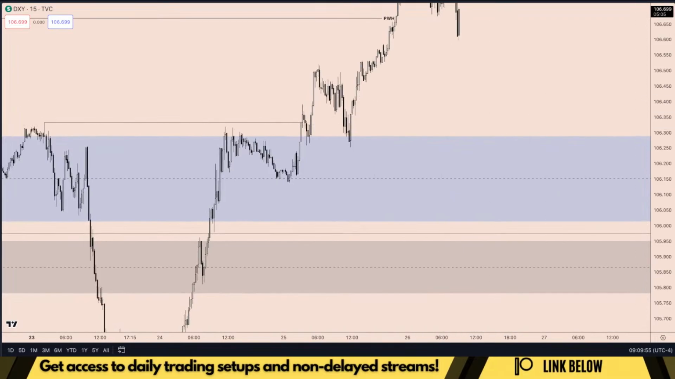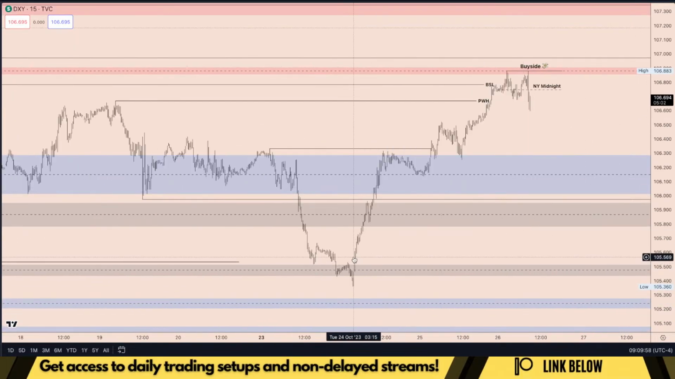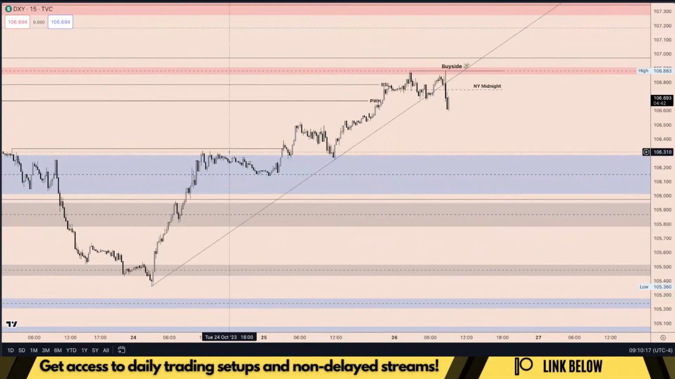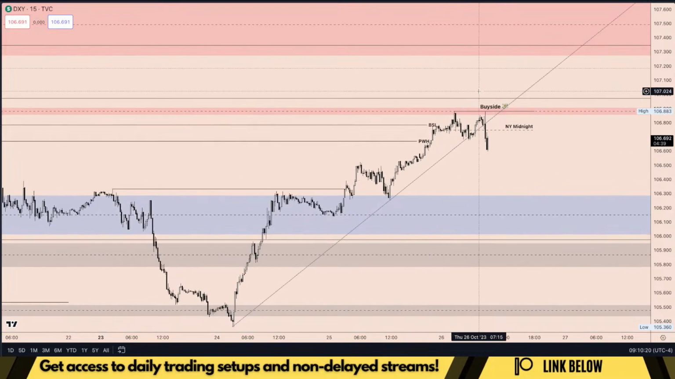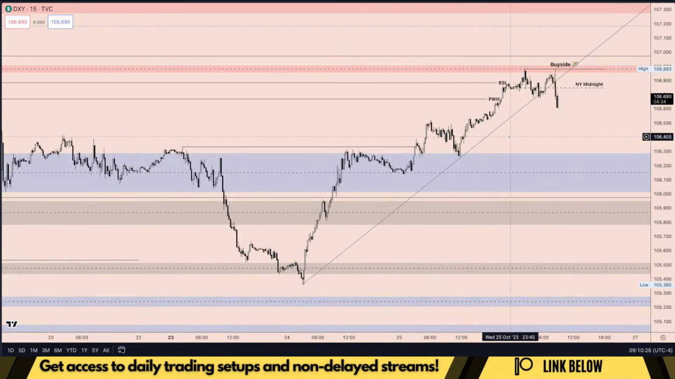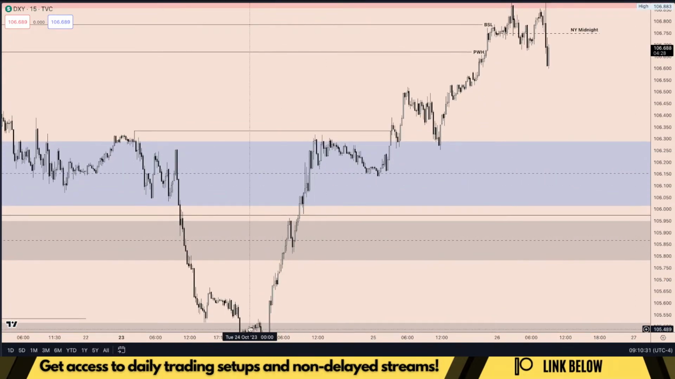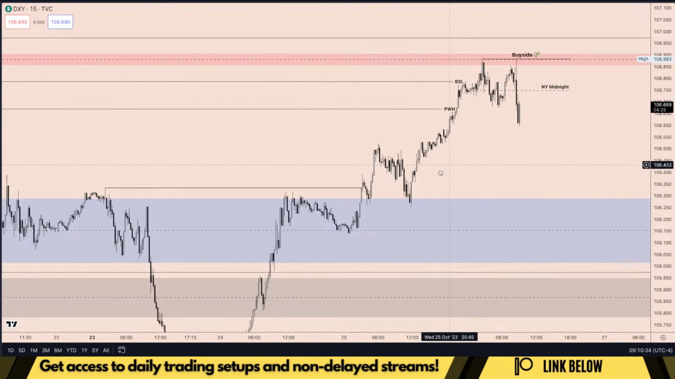But I'd say a pullback on the DXY, starting from Tuesday's rally during the London session all the way up till here, could be interesting. Hard to draw a trend line here. Maybe those two lows. We just broke that trend line, but not as many touches as we would like to see. When drawing a trend line, 3 touches would be ideal. But still, we get the idea. We push up very strongly.